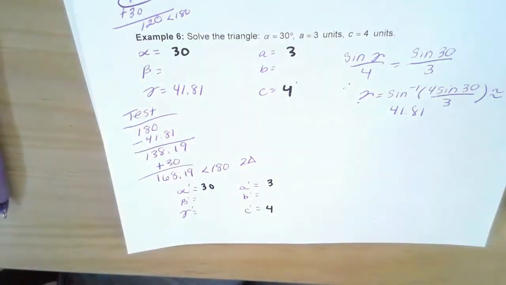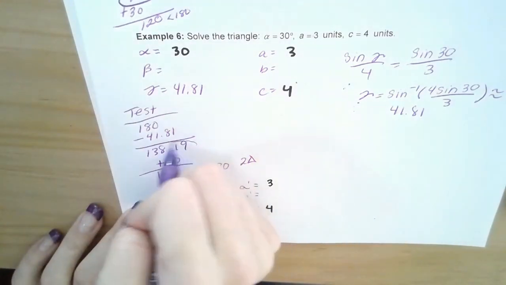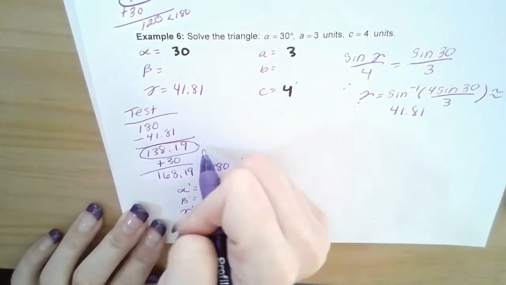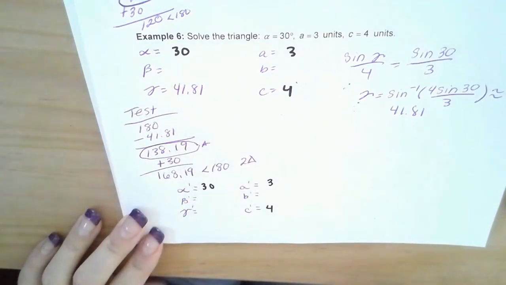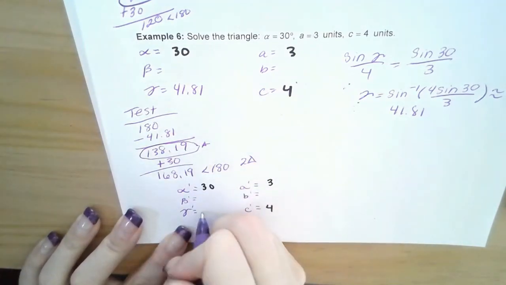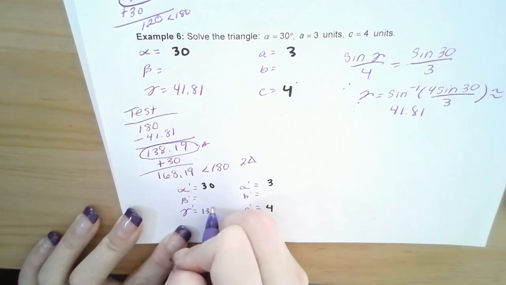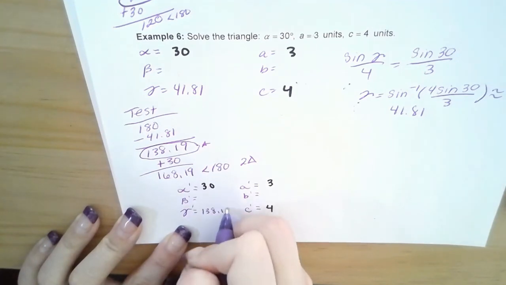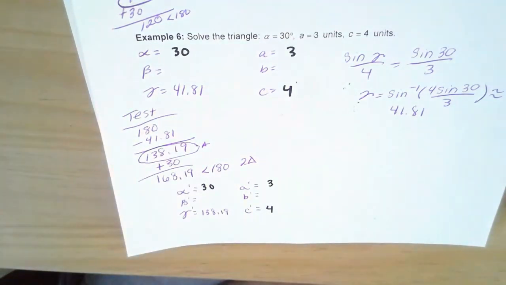Now, gamma, I do not write down the same because there is a new gamma. The new gamma comes from where you subtracted from 180. So the new gamma is 138.19. Okay, what does that mean for us? That means we just have to do more calculations.